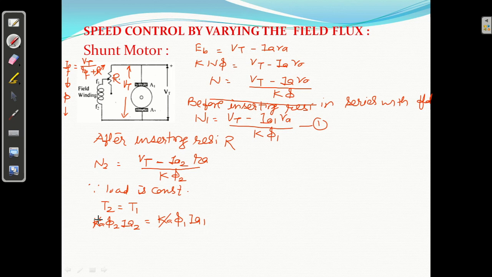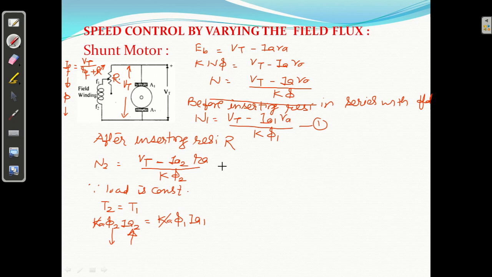Now, as you insert the resistance in the field circuit, phi 2 will decrease because the field current will decrease. To keep the same torque, obviously Ia2 will increase in the same ratio. So this will be equal to this. It means if you increase the resistance in the field circuit, Ia2 will increase, the armature current will increase, in the same ratio.